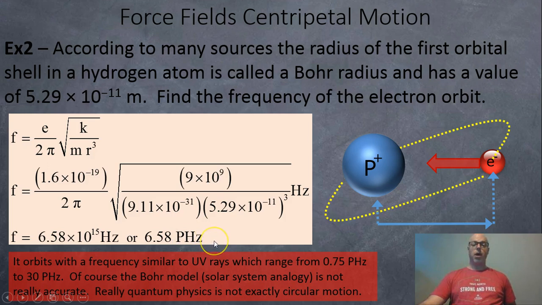If you look up what frequency of light that would make, that's similar to ultraviolet radiation, which is anywhere from 0.75 petahertz to 30 petahertz. Of course, the Bohr model, the solar system analogy of an atom, isn't really accurate. Really, you should be using quantum physics, but it is a fun little physics problem.